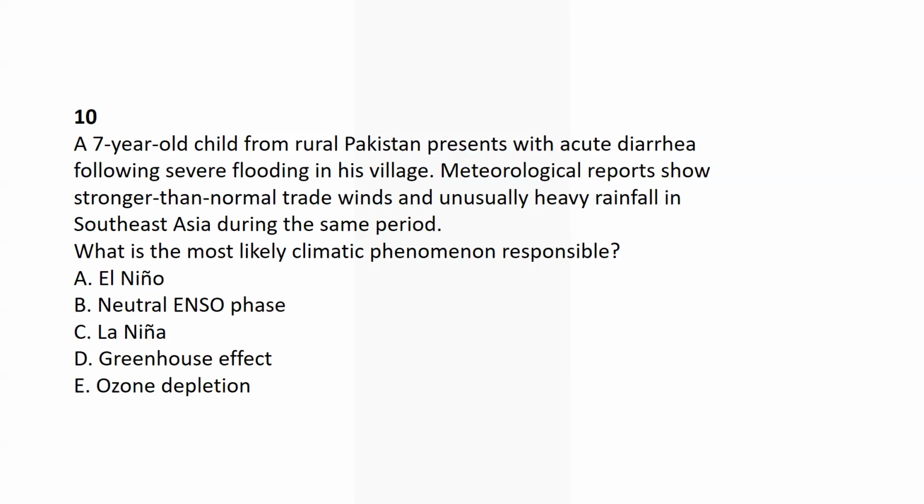Question number 10 is, a 7-year-old child from rural Pakistan presents with acute diarrhea following severe flooding in his village. Meteorological reports show stronger than normal trade winds and unusually heavy rainfall in Southeast Asia during the same period. What is the most likely climatic phenomenon responsible? Option A, El Nino, B, neutral phase, C, La Nina, D, greenhouse effect, E, ozone depletion. Yes, option C, La Nina is the right answer because they have mentioned the flooding.